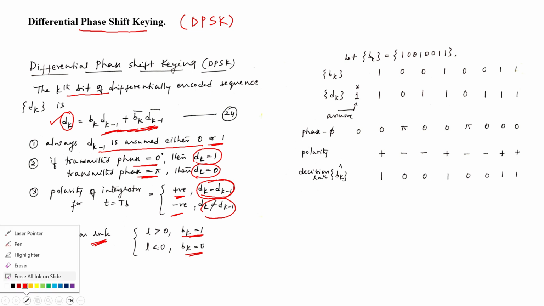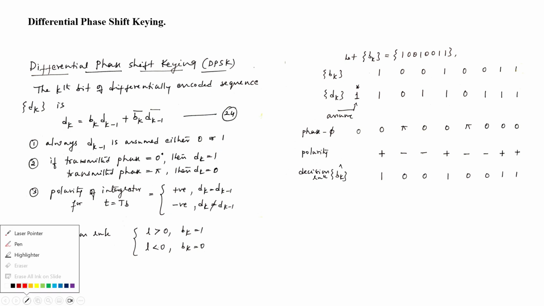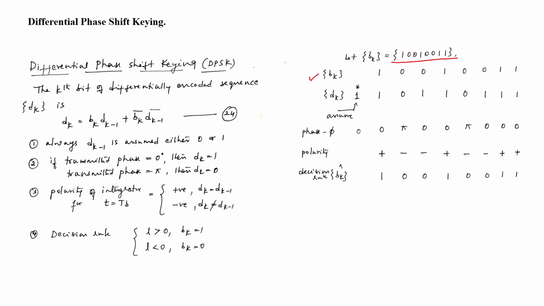So now we are going to analyze the transmitted bit and received bit for the sequence that is shown here. This is the binary sequence that is shown, 10010011. So you write the binary bits transmitted in the first row: 1 0 0 1 0 0 1 1.